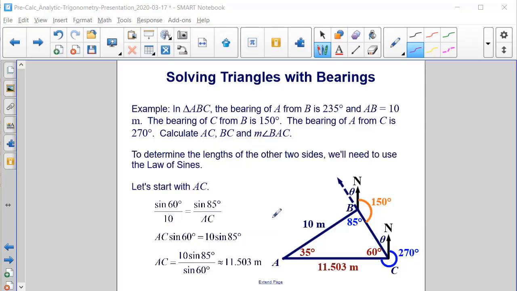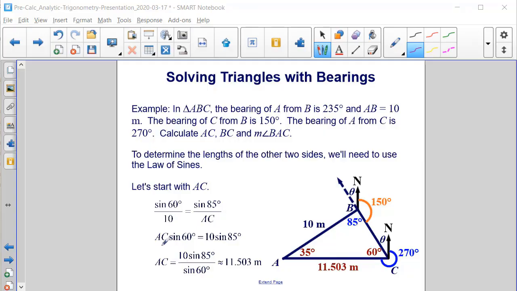Because we're given all of the angles and one side length, we need to use the law of sines in order to determine the lengths of the other two sides. Let's start with AC. We know that angle BCA is 60 degrees, and we know that the side opposite it is 10 meters. So we can do sine of 60 over 10 equals sine of 85 over AC.